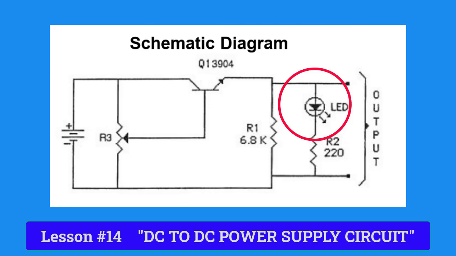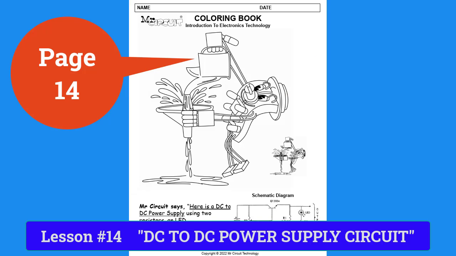On page 14, you see that the artist shows the Mr. Circuit robot is putting in lots of water into a funnel and getting less water out. This DC to DC power supply does something similar. Its input is 9 volts DC, and its output is a voltage somewhere between 0 and a little less than 9 volts DC, depending on the adjustment of the potentiometer.